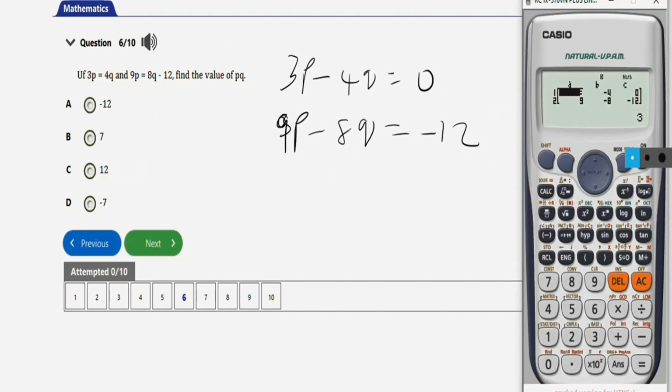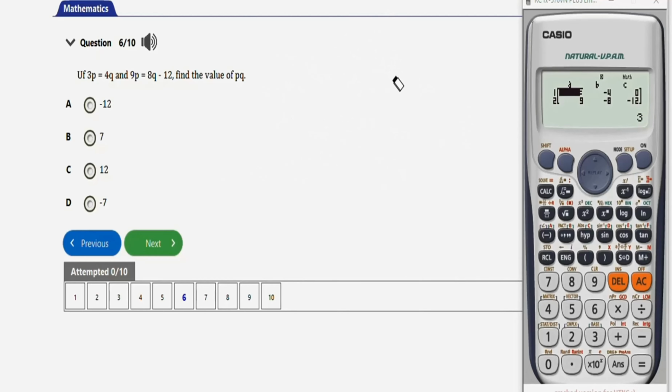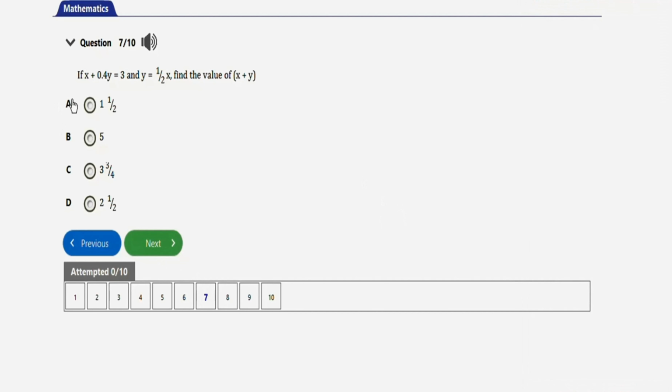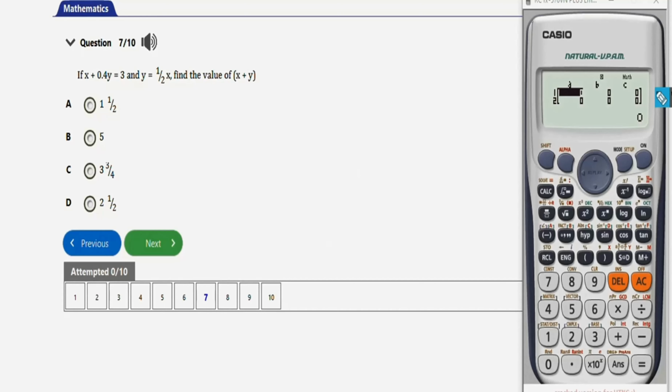Okay, so it's as simple as this, guys. Let's wipe this now and solve the next question. We are making progress, guys. So remove this. Question 7 says if this equals this and this equals this, find the value of x plus y. Let's bring a calculator. So for this question, let me also explain something.